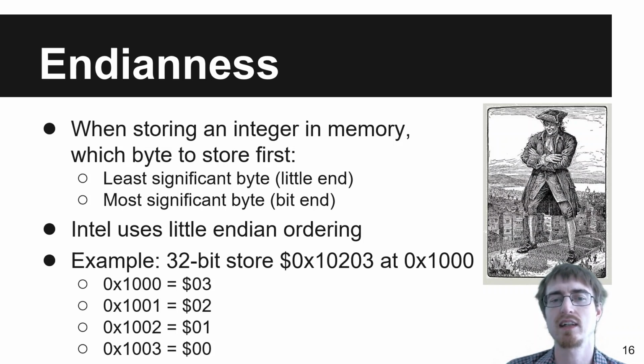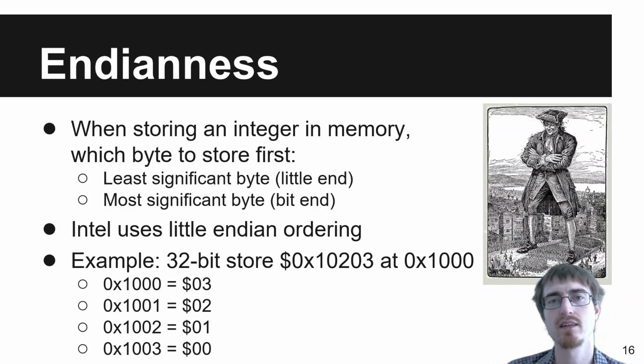So the Intel architecture is little endian. As in the example I mentioned on the last slide, it starts with the least significant byte. To give an example, if we perform a 32-bit store of the value hexadecimal 10203 at the memory address hexadecimal 1000, it will store the 03, which is the lowest order byte, the least significant byte, at the lowest memory address, which is 1000.